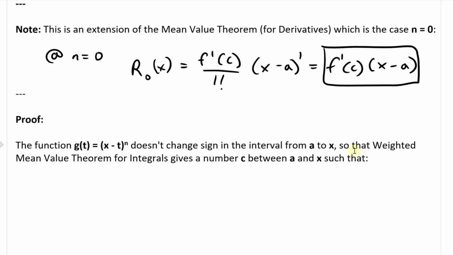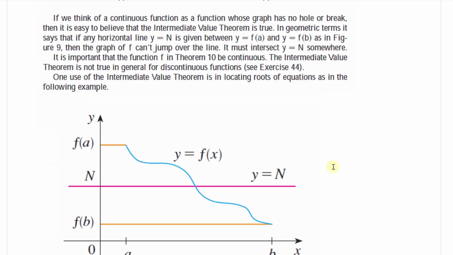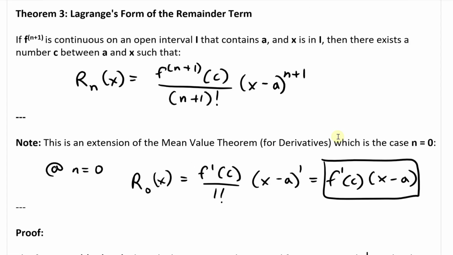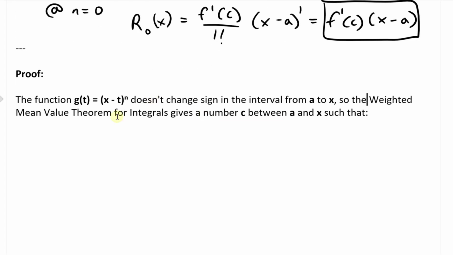So the weighted mean value theorem for integrals gives a number c between a and x such that, and again, let's scroll up to the mean value theorem, we have f(x) g(x) dx, where this is f(c) and this is g(x). So in our case we have g(t), and we take the integral from a to x of f(t) times g(t) dt.